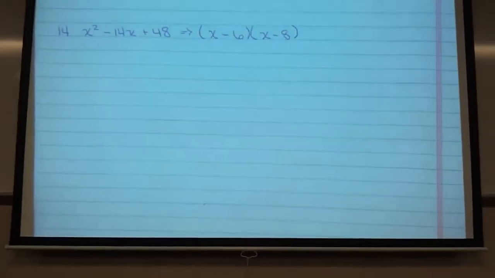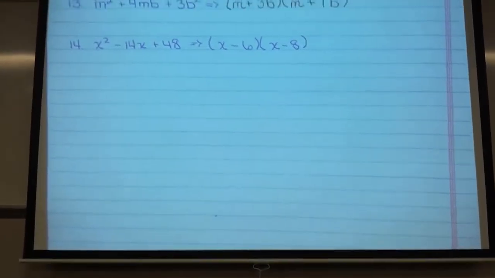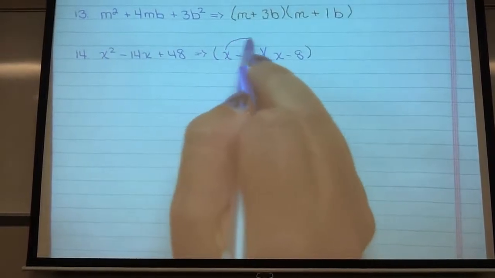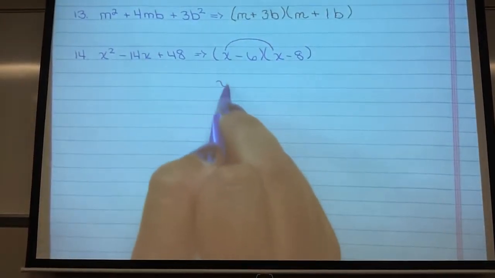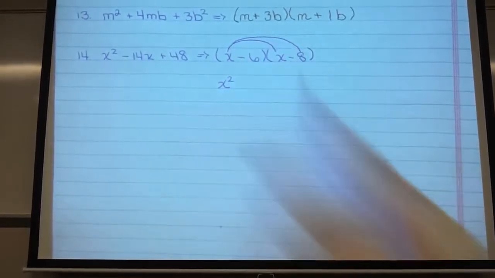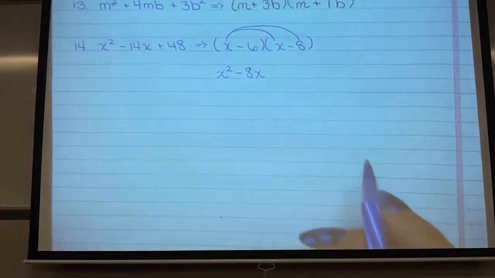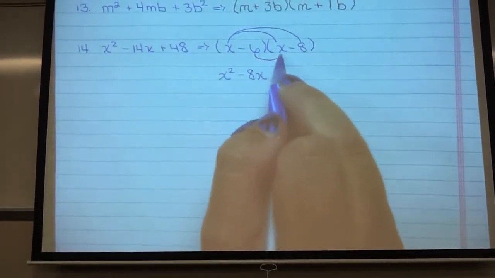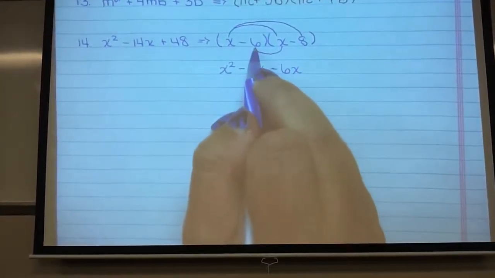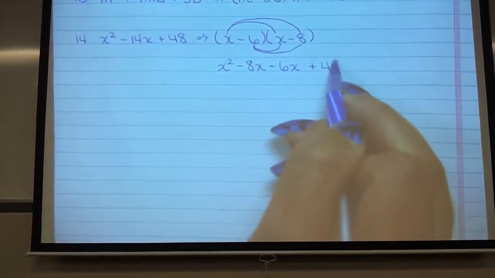Okay, to check it, where did the squares go? They just disappeared. No, they did not. They're in here. If you FOIL it, the first terms, x times x, is x squared. Outer, x times negative 8 is negative 8x. Inner, negative 6x. And then your last, negative 6 times negative 8, positive 48.